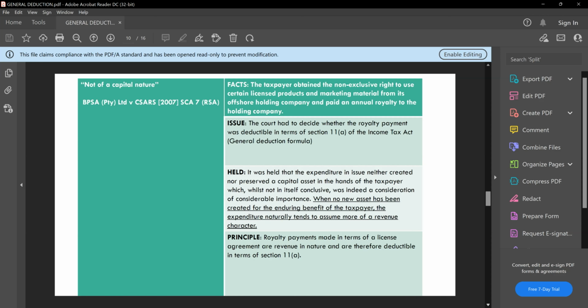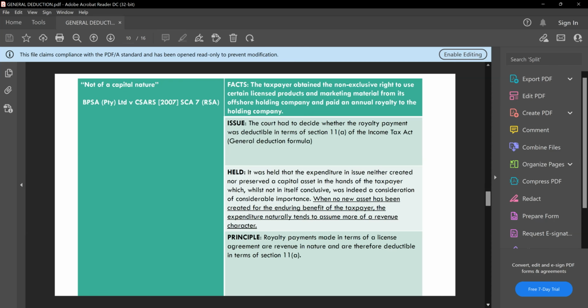The court had to decide whether the royalty payment was deductible in terms of Section 11A of the Income Tax Act, that is, the general deduction formula. It was held that the expenditure in issue neither created nor preserved a capital asset in the hands of the taxpayer. Whilst not in itself conclusive, it was indeed a consideration of considerable importance.